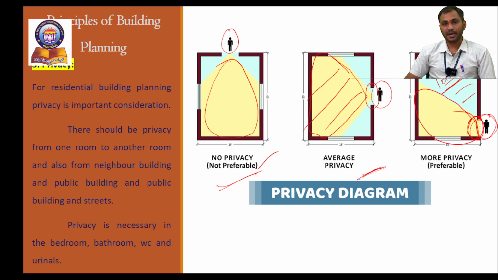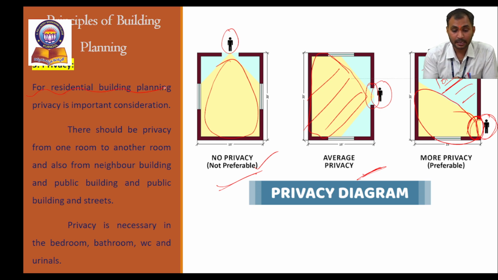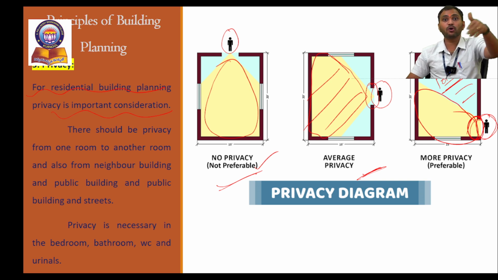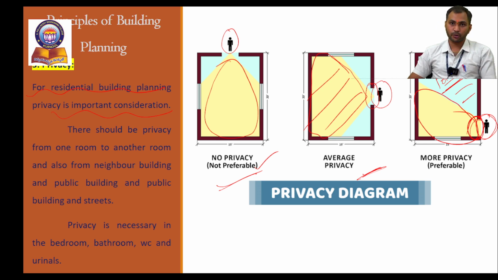Okay, this is privacy. Privacy is also one of the most important. For residential building planning, privacy is more important. There should be privacy from one room to another room. Sometimes from the hall we go again to the veranda. Near that veranda we will keep one extra door for our bedroom. So that is also one of the privacy measures.